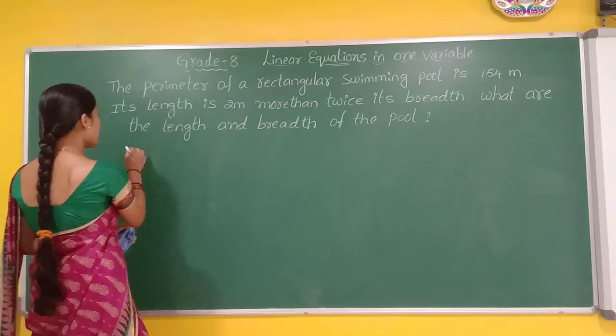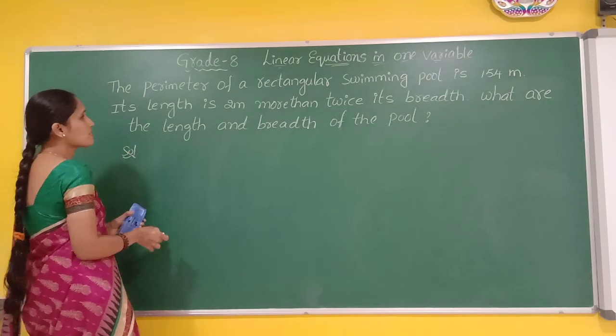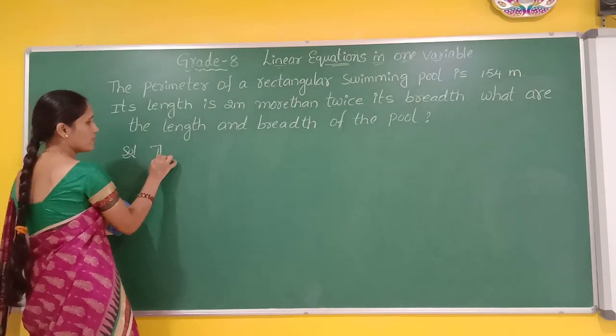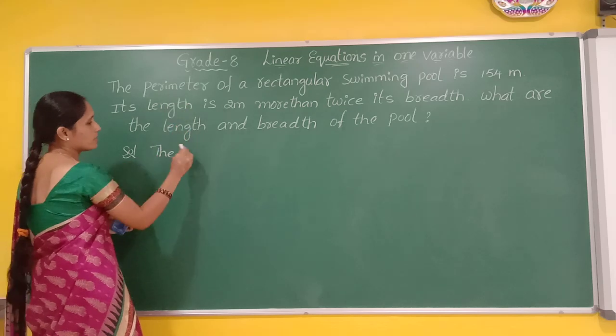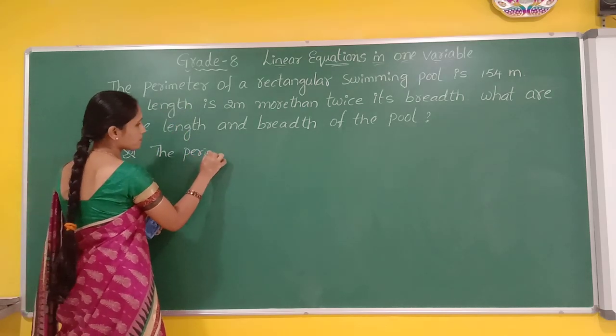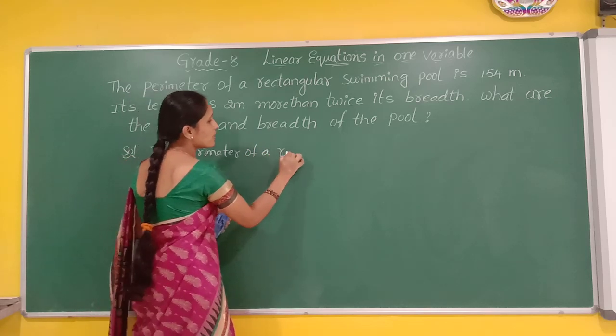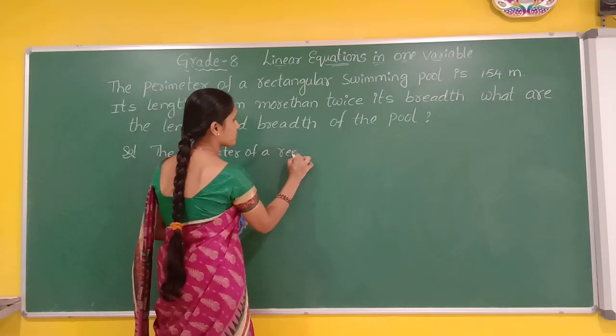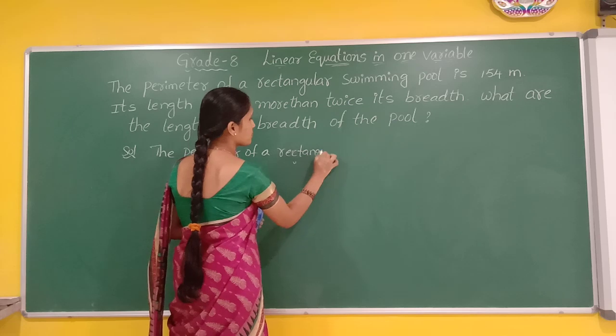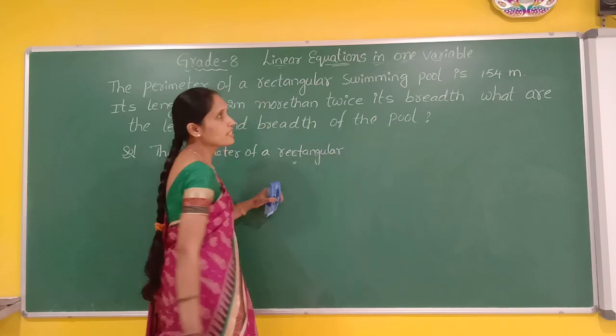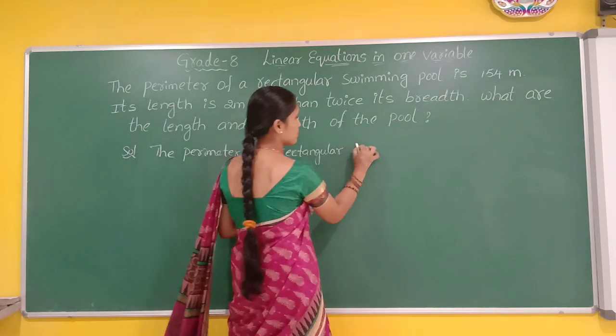Okay. Let's begin the solution. Write the first step. The first step is the given part. The perimeter of a rectangular swimming pool.